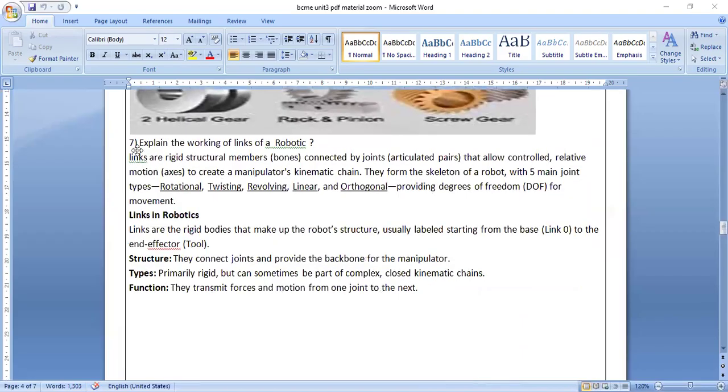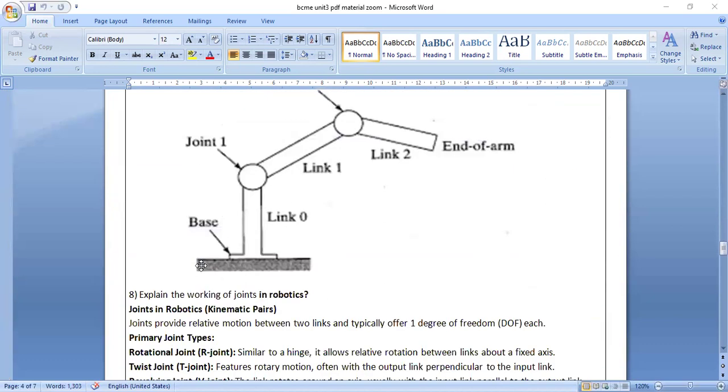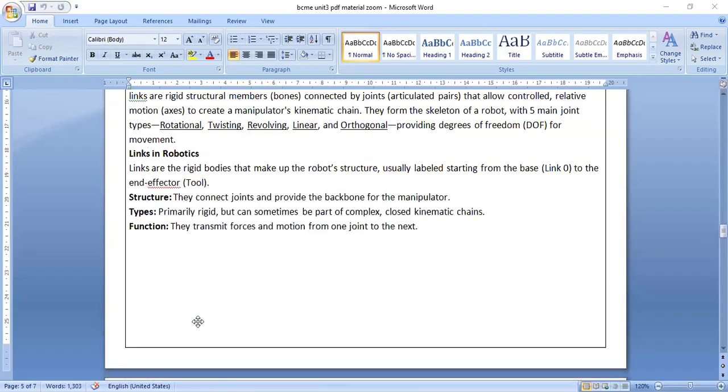If I'm not wrong, I am taking the seventh question: explain the working of links of robots. Links of robots means, on the robot you can show here, this is link zero, this is link one, link two. We count like this in robotics. Link zero, link one, link two. In between, we have joints. This is the base and the end of the arm, which is working for us.